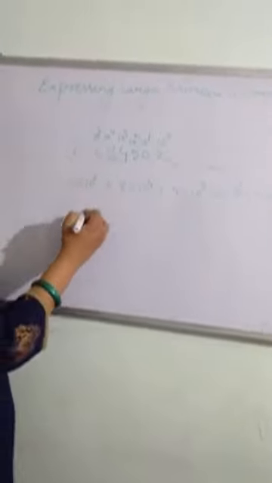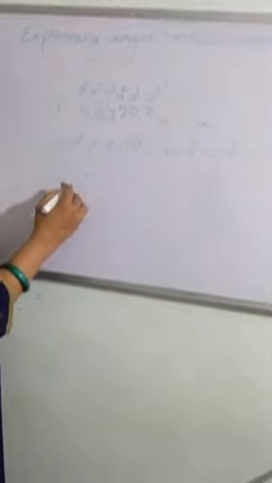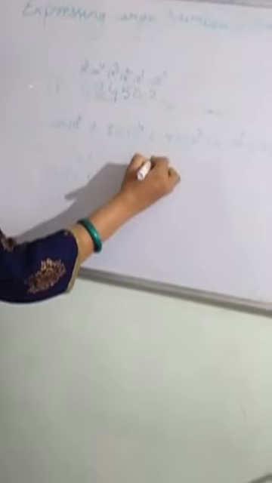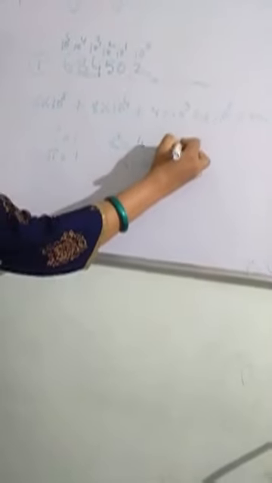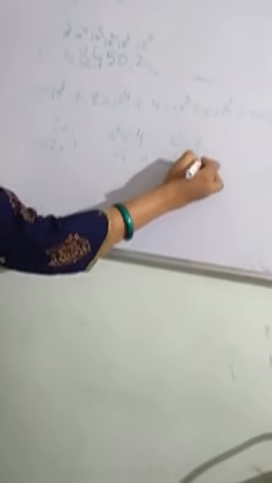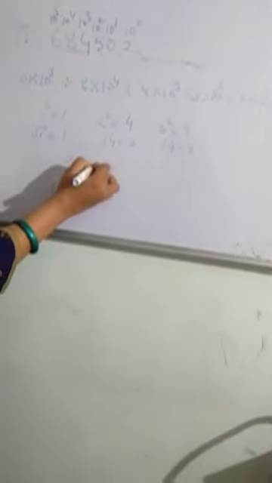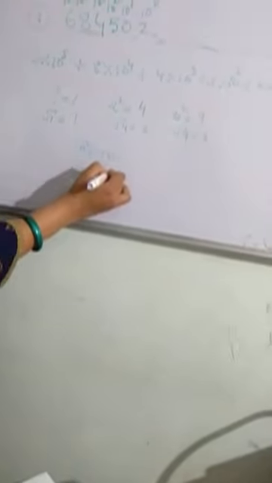Another topic mentioned after exercise 5B is square root. What do you mean by square root? The square root is just the opposite of square. The square of 1 is 1, so the square root of 1 is equal to 1. The square of 2 is 4, so the square root of 4 is 2. 3 square is 9, so the square root of 9 is 3. 10 square is 100, so the square root of 100 is 10.